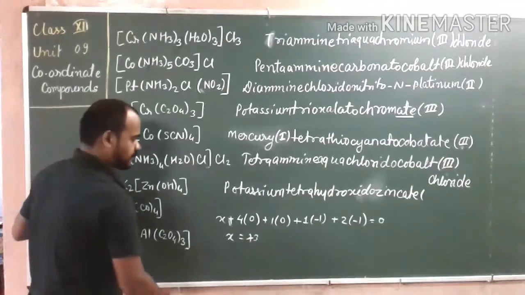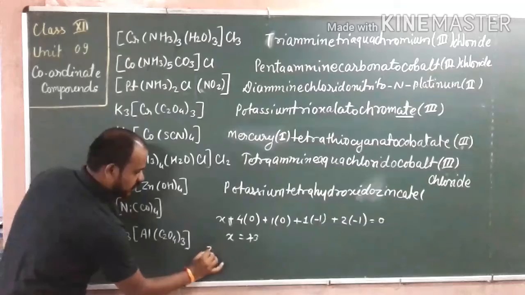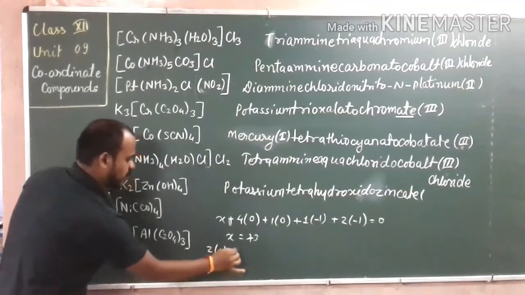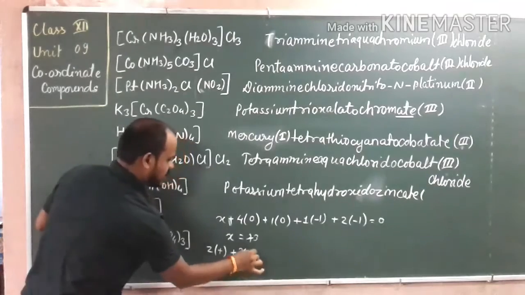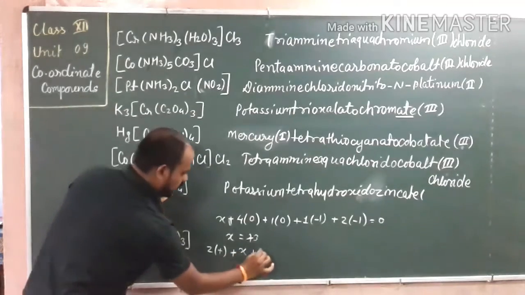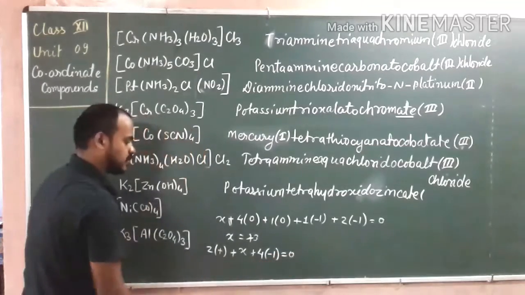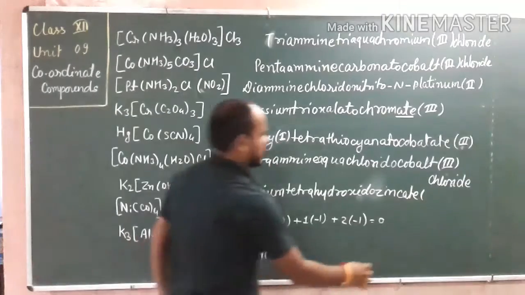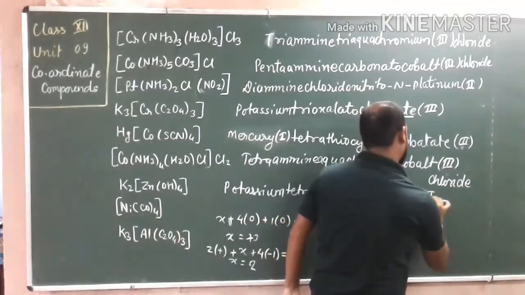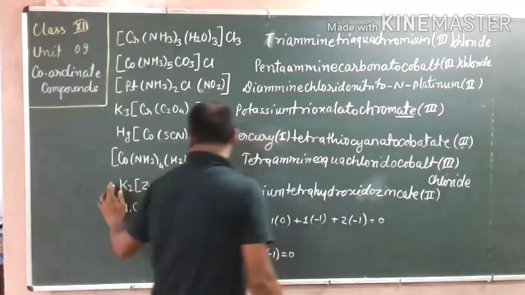For potassium, the number of potassium is 2, charge on potassium +1, plus zinc. For zinc we have to calculate, it is X. For OH, number of OH is 4, charge on hydroxide is -1, so the value of X will be 2. So the oxidation number is second. This is the name of this compound.